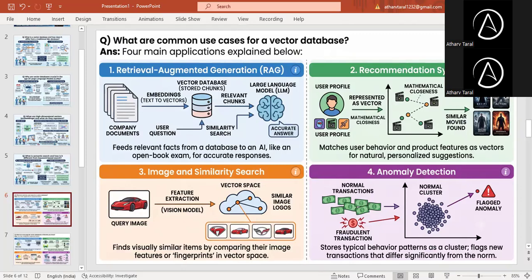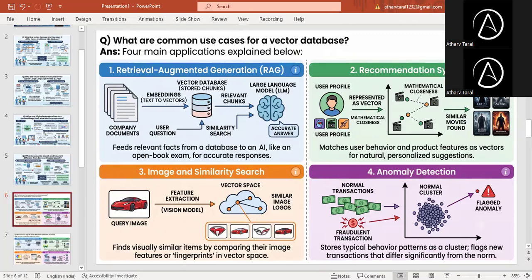Third one is image and similarity search. This is very relevant to your work in computer vision. Instead of searching by the file name, a vector database allows similarity search. For example, if you have the image of a car logo, the database can find the most similar logos by comparing their visual features. It is nothing but comparing the fingerprints of the images, to see how close they are to each other.